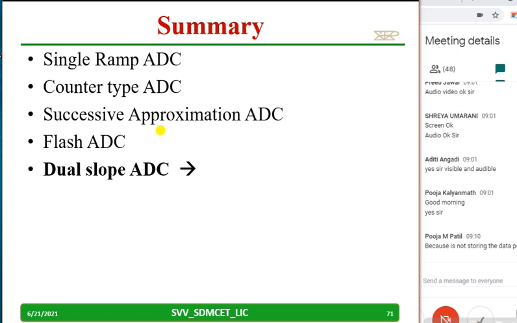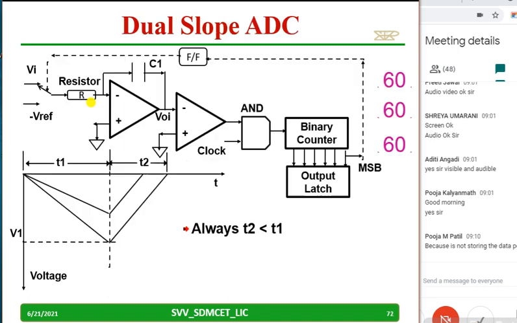In these PPTs I have made it still easier, so anybody can understand. That's how I have prepared the PPT. So we will discuss the dual slope A to D converter. You have 2 to 3 minutes. I want you to copy it out neatly.